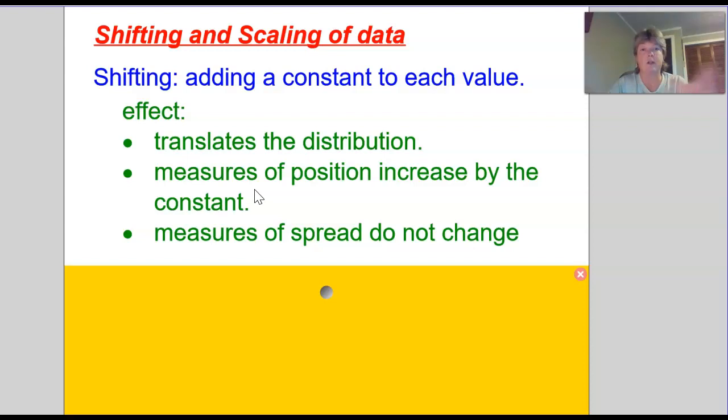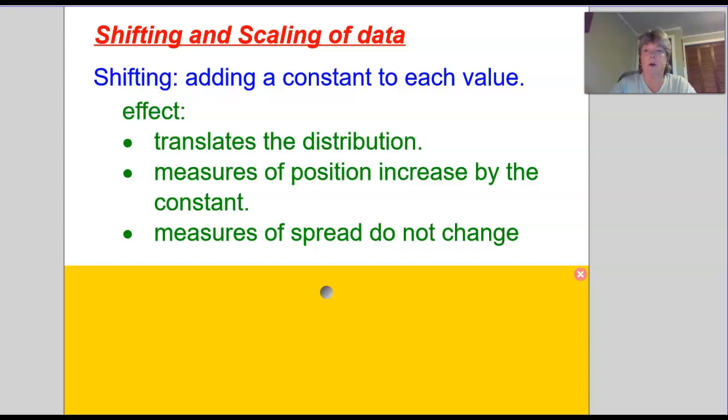So if you're shifting, things like the standard deviation and the IQR and the range, those are all going to stay constant, even though you've changed the values in the list. So think back to that histogram sliding back and forth when you're trying to decide how things are affected.